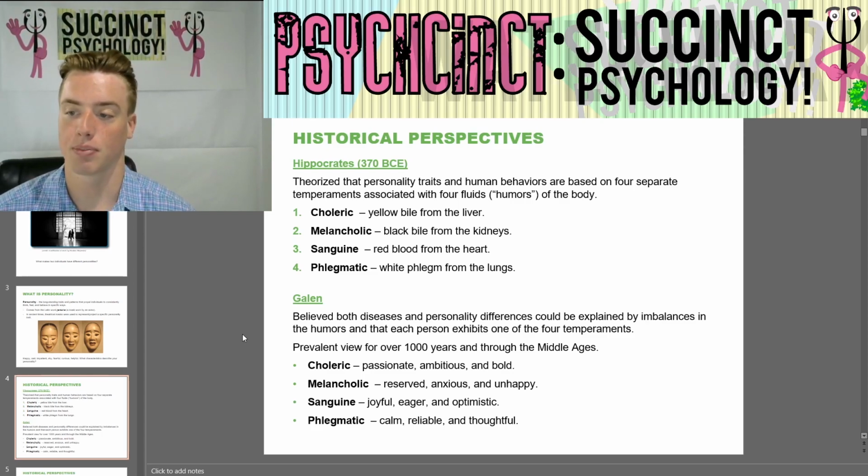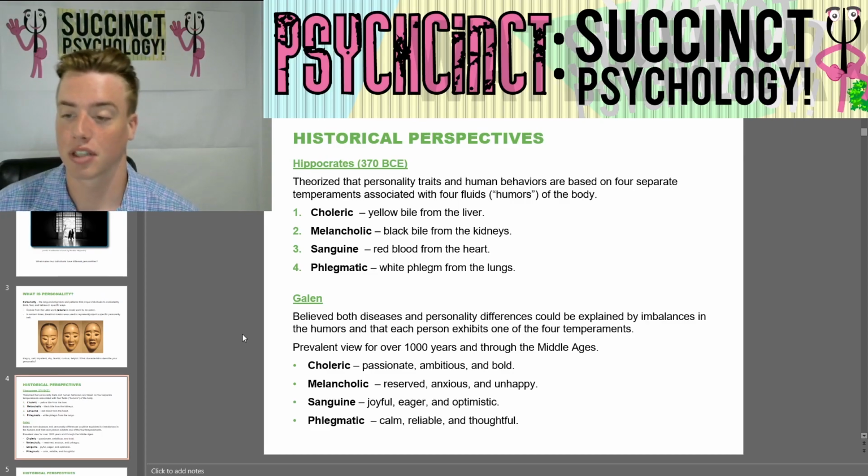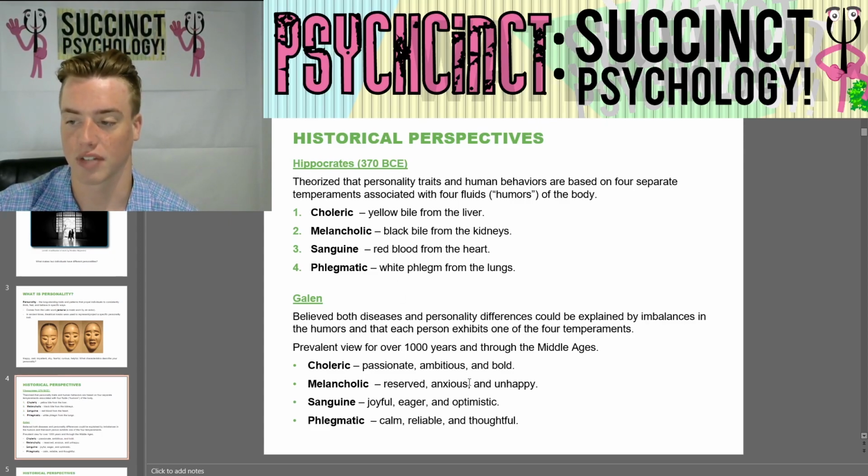Now, Galen believed both diseases and personality differences could be explained by imbalances in the humors and that each person exhibits one of the 4 temperaments. So it was a prevalent view for over 1,000 years and through the Middle Ages. Choleric, again, that's yellow bile from the liver, they were passionate, ambitious, and bold. Melancholic is reserved, anxious, and unhappy, again, black bile from the kidneys. Sanguine is joyful, eager, and optimistic, and phlegmatic is calm, reliable, and thoughtful.